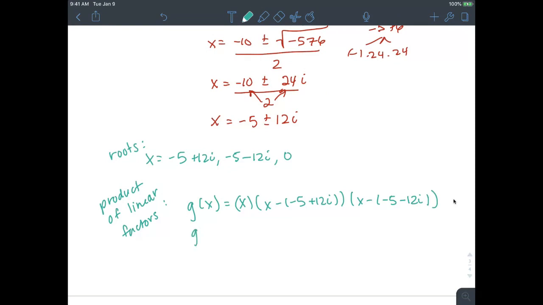And then let's clean that up a little bit by distributing the negative sign into both imaginary roots. So we get x times x plus 5 minus 12i times x plus 5 plus 12i. And that is as a product of linear factors. So I got roots and a product of linear factors. That's what we do.